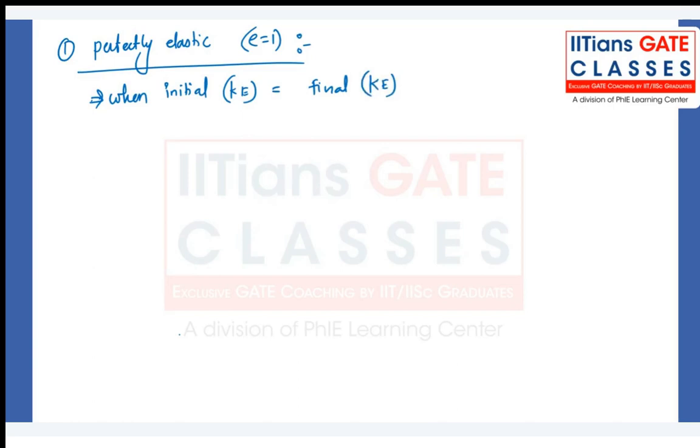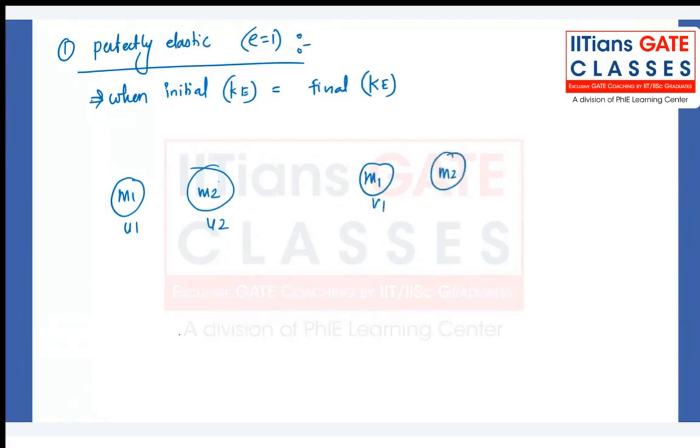Assume you have a mass m1 which is moving at u1, and another mass m2 which is moving at u2, and they collide with each other. In an elastic collision, what will happen? They will collide, deform, and then regain their original shape, and hence the kinetic energy is conserved. After this collision, the velocities might change. The velocity of m1 will become v1, and the velocity of m2 is v2.